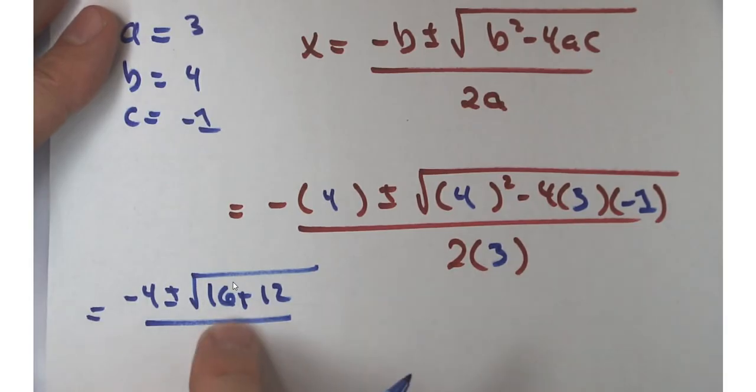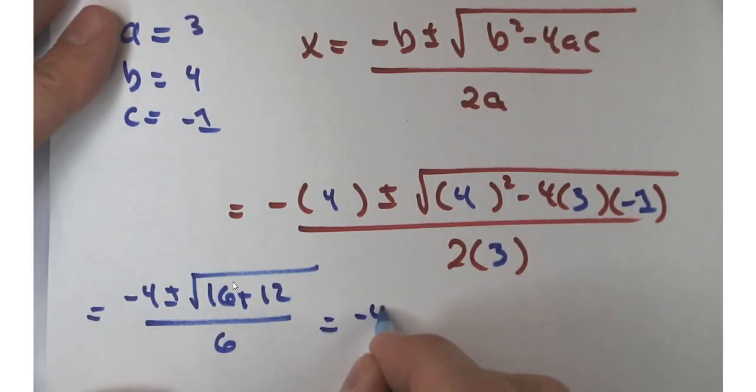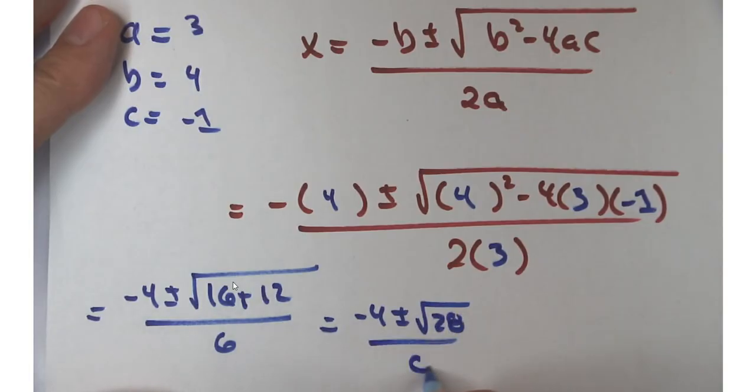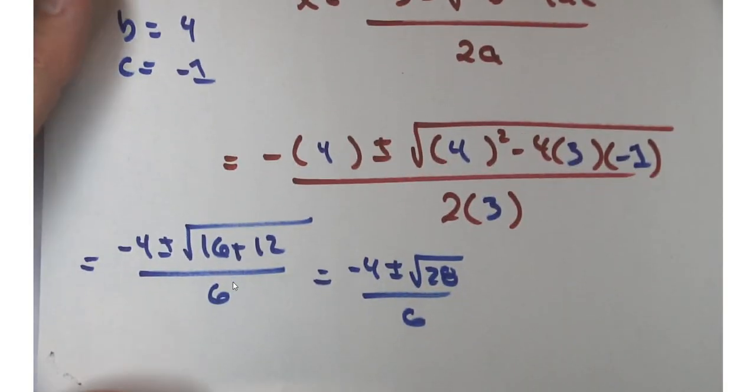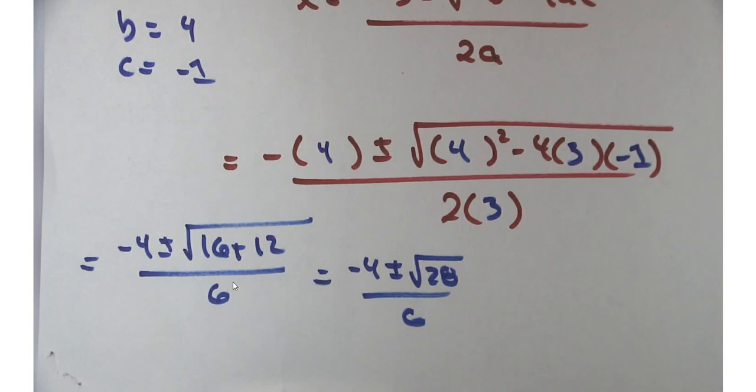If you get this far, negative 4 plus or minus the square root of 28 over 6, that's great. That's wonderful. You'll get some partial credit. But I think everyone here probably wants full credit. You want to get all the possible points. So what else can I do? You can split the square root of 28 like I did.